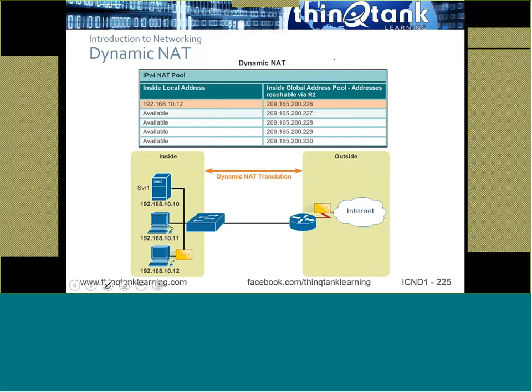I have a pool that has been configured on my translation router. That pool has these addresses in it: 226, 227, 228, 229, 230. Each time a host goes out to the internet, they snag an address from the pool, they use that address while they're active on the internet. When they're done going to the internet, the address goes back into the pool. You can see why this is the least common form of NAT. It's not really that practical.